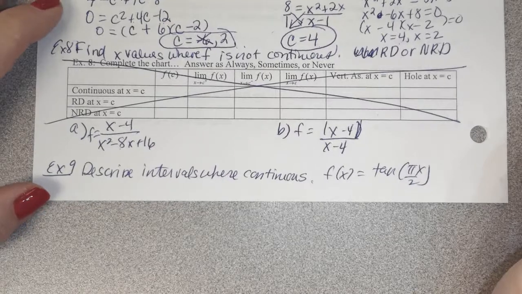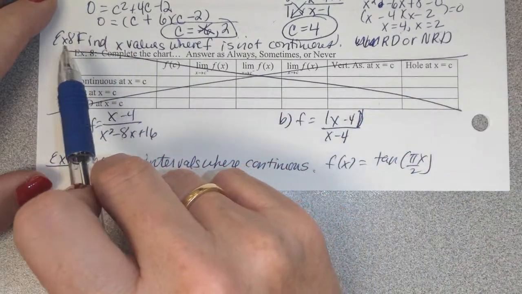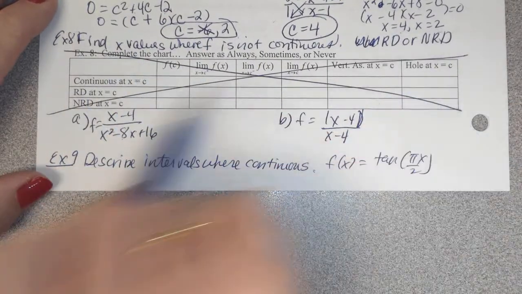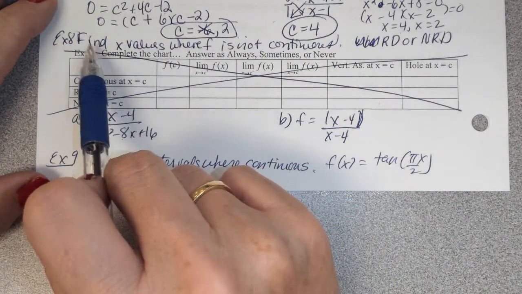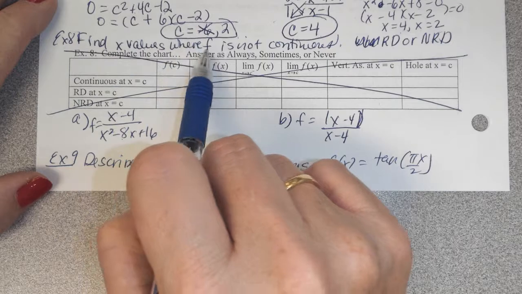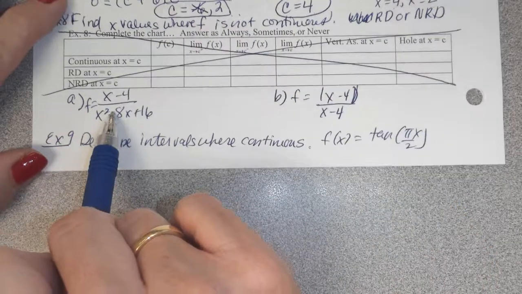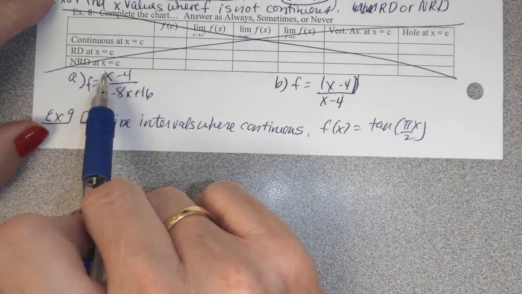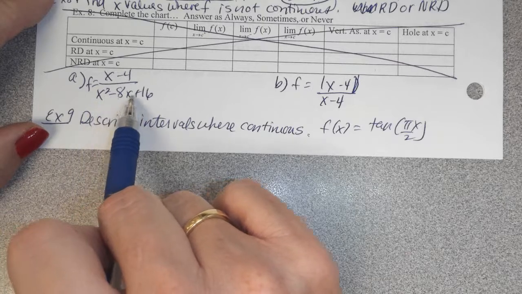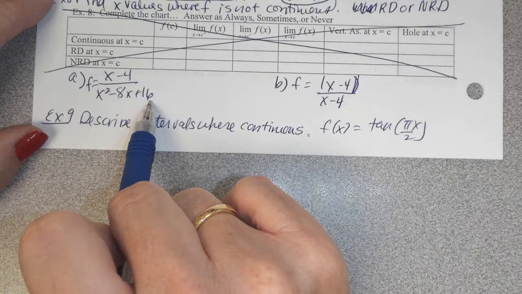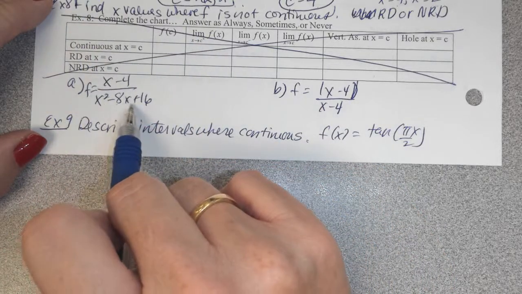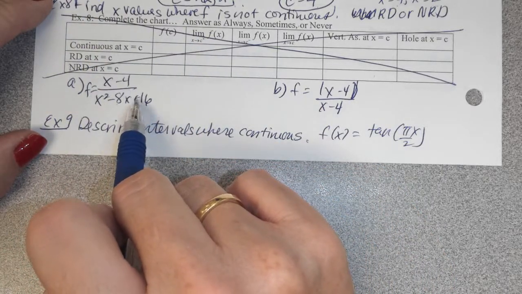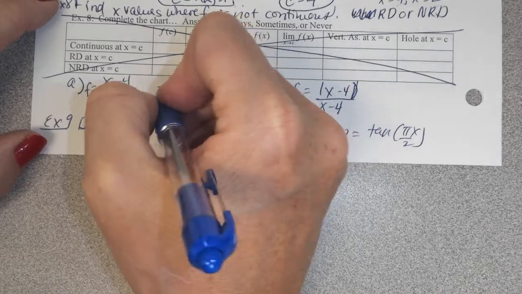All right, why don't you just watch the next part? You don't even really need to write anything down. Just watch. I'm getting rid of the chart. That's abstract. Let's go to this instead. Find x values where f is not continuous. Our first function, f equals x minus 4 over x squared minus 8x plus 16. I want to know, where is it not continuous? What should we do first, guys? Factor. Yes, somebody whispered that.